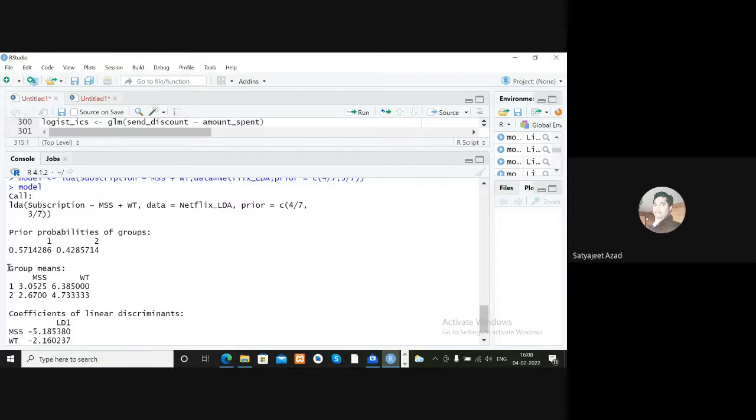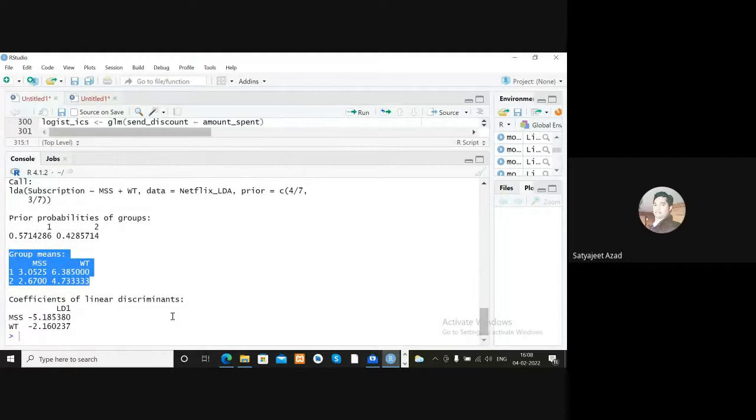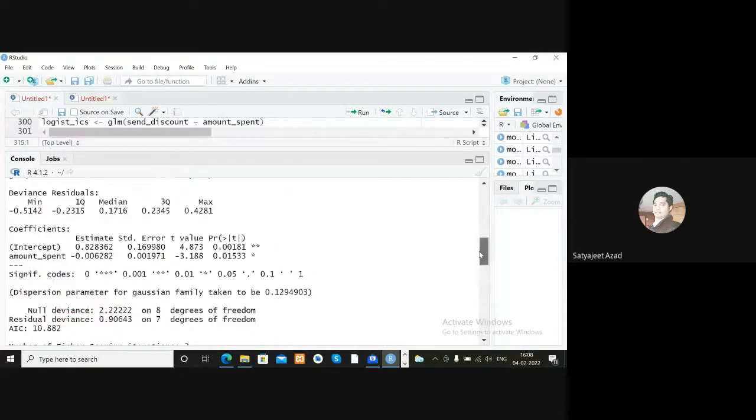They also give you the group means, the group means of WSS and WT, which we have seen in the optimization formula. And they are also giving us this coefficient, which is called the linear discriminant coefficient. This is very important. Because there were 2 features, they have reduced from 2 features to 1. This is a case of dimension reduction.